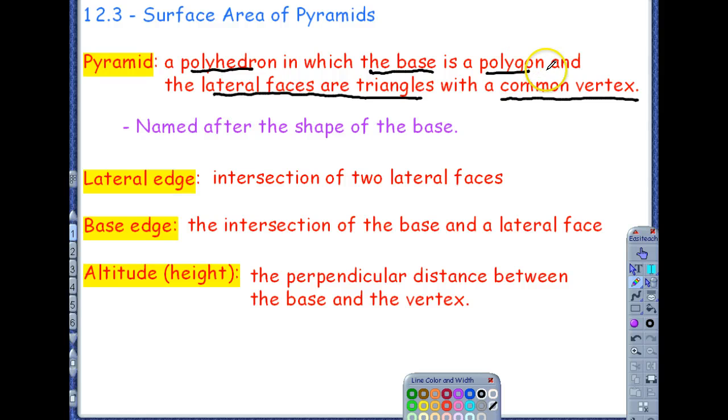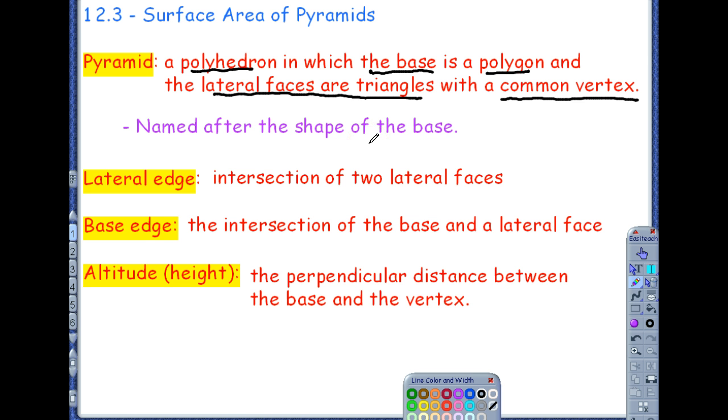And that polygon, there's no restriction on it, as long as it's a polygon. So could it be a triangle base? Sure. Could it be a quadrilateral base? Yes. Could it be pentagonal? Yes. And then all the lateral faces, the rest of the stuff, are triangles. Notice, just like a prism, a pyramid is named after the shape of the base. So if it's a triangle base, it's going to be a triangular pyramid.